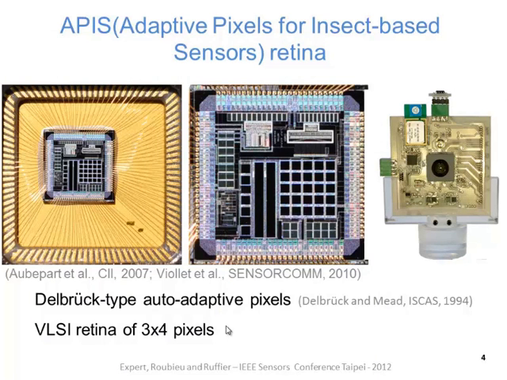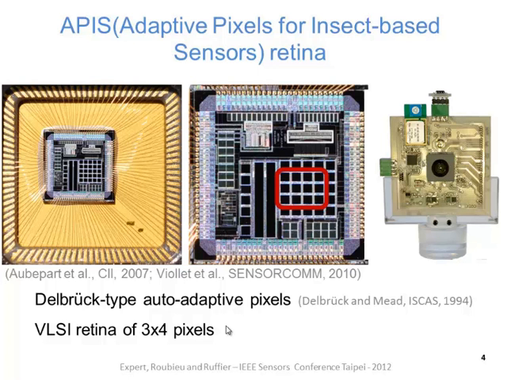And that's what we started to do on this retina that we call APIS, for Adaptive Pixel for Insect-Based Sensor. And this has been developed with another lab in Marseille, which is called CPPM. And this retina is composed of Delbrück type autoadaptive pixels. The property of these pixels is that they automatically adapt to the background illuminance. And so we chose on this retina 3x4 pixels that we have on the board on the right.